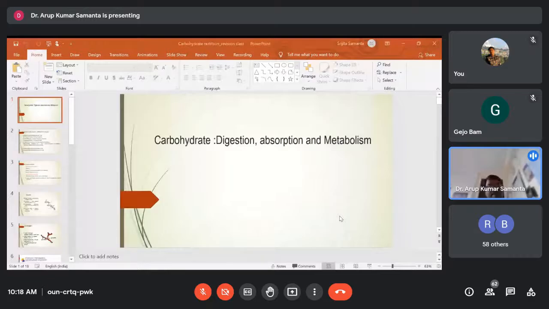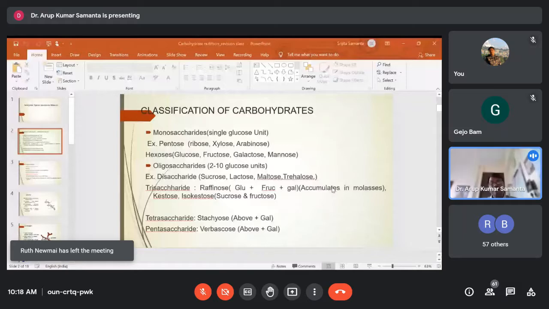So first I will start with carbohydrate digestion, absorption, and metabolism. You studied this in Unit 1, almost a year ago. Just to recapitulate, I will go through it very hurriedly. You just try to remember the things. So the first thing is the classification of carbohydrates.